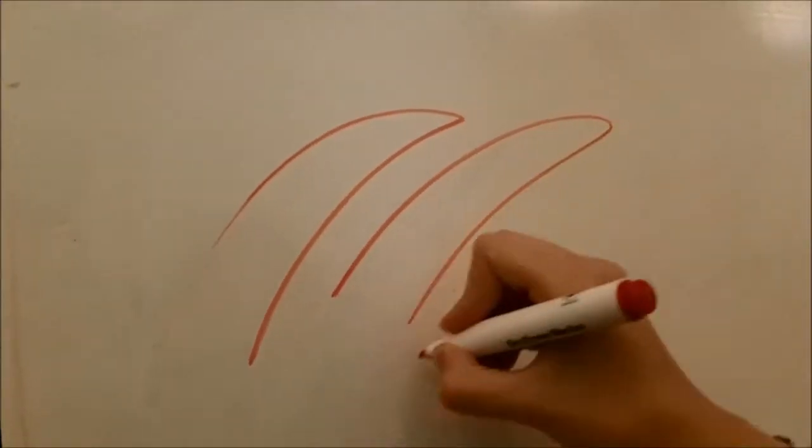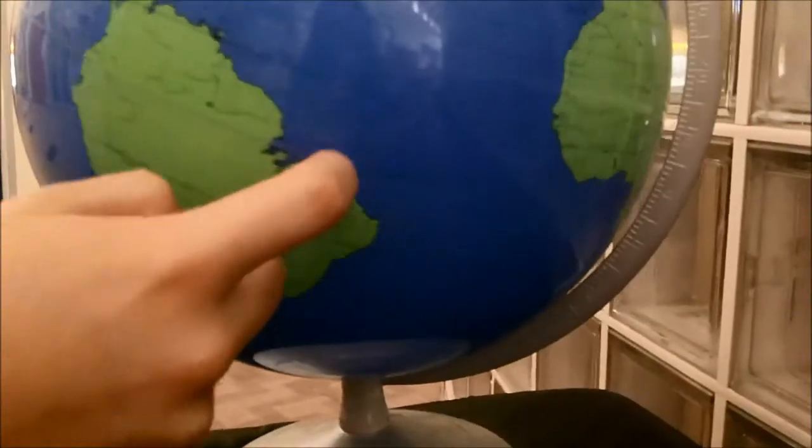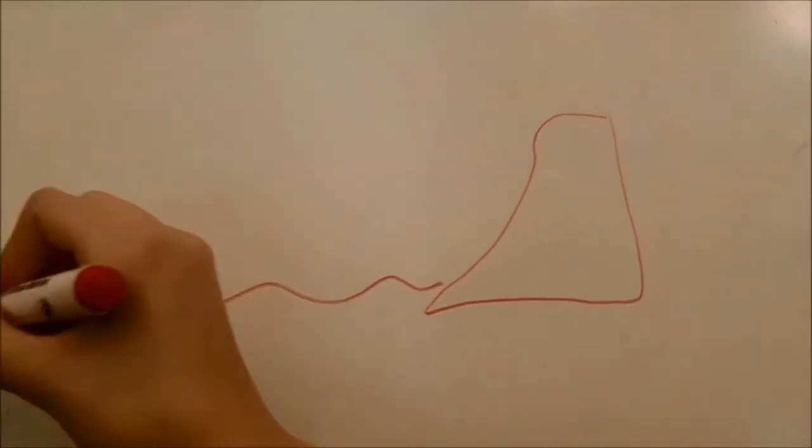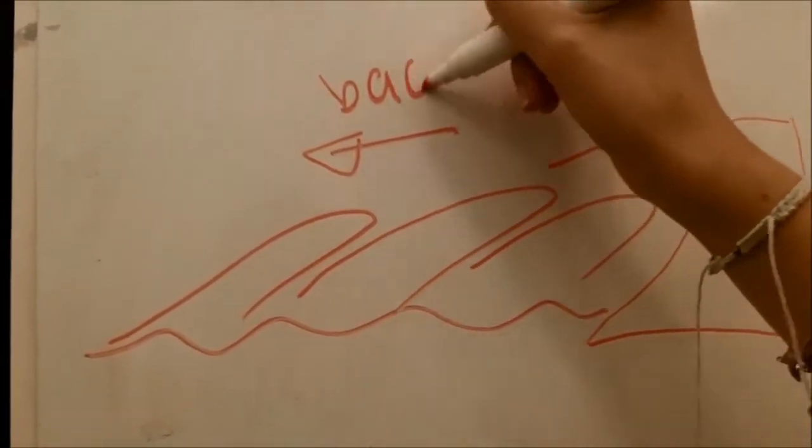After erosion comes transportation. The size of a wave depends on how far it has travelled, or the fetch. For example, the waves that hit the UK come all the way from Brazil. When a wave reaches the coast, it becomes swash. The swash goes onto the shore and pulls sediment into the sea.